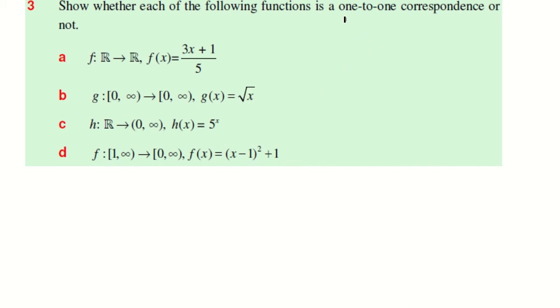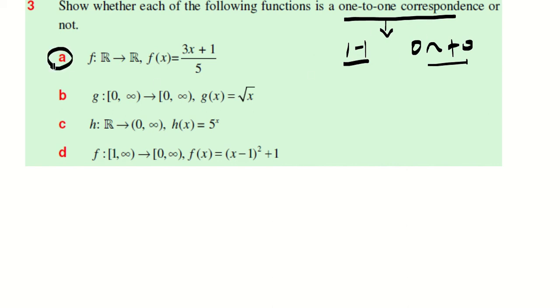What does that mean, one-to-one correspondence? To check one-to-one correspondence, we have to check first one-to-oneness and then on-to-ness. Is the given function one-to-one or on-to? If it can satisfy both conditions, we can say it is a one-to-one correspondence.